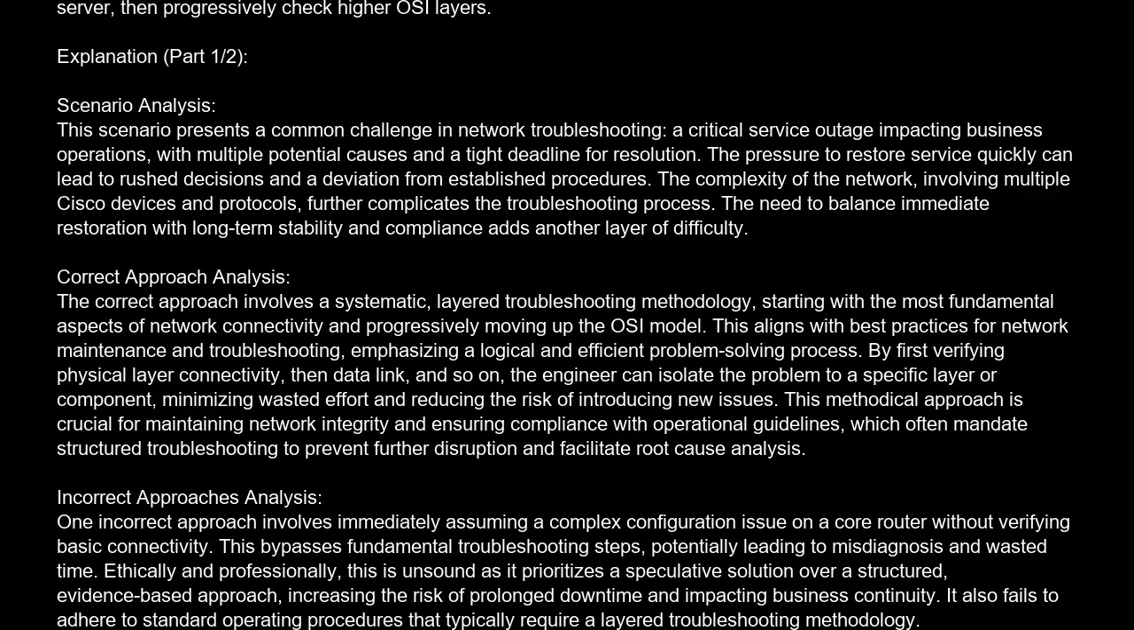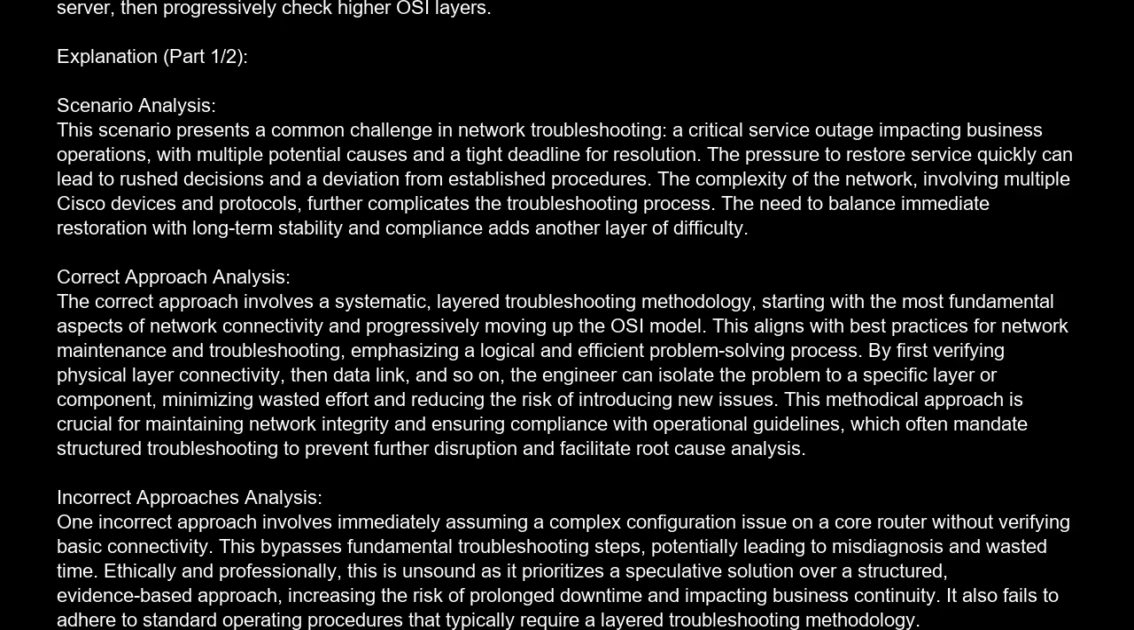Explanation: scenario analysis. This scenario presents a common challenge in network troubleshooting, a critical service outage impacting business operations, with multiple potential causes and a tight deadline for resolution. The pressure to restore service quickly can lead to rushed decisions and a deviation from established procedures. The complexity of the network, involving multiple Cisco devices and protocols, further complicates the troubleshooting process. The need to balance immediate restoration with long-term stability and compliance adds another layer of difficulty.